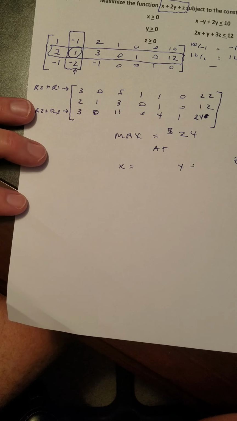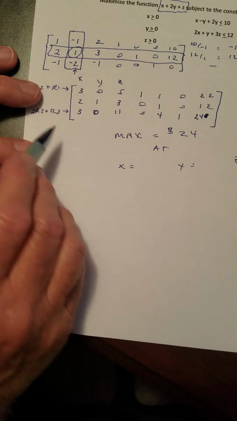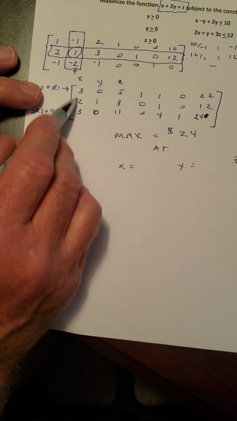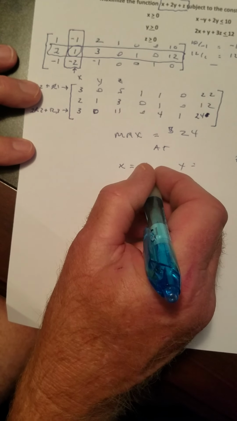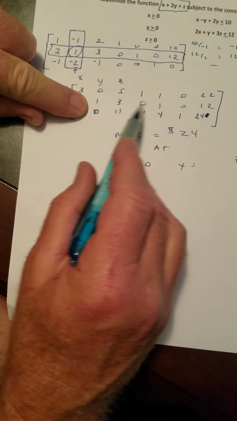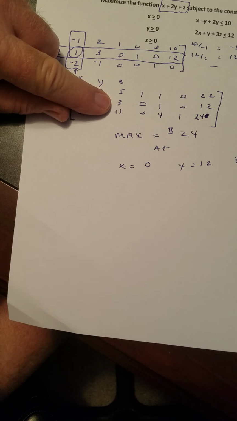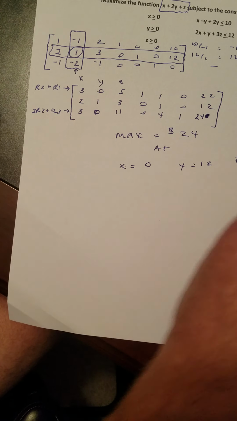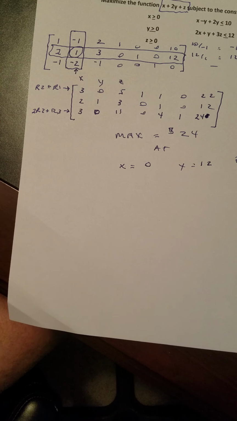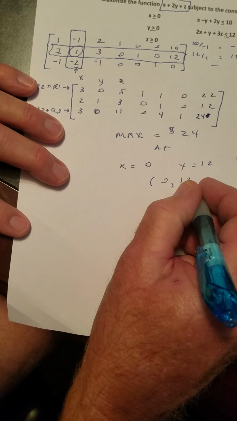Okay, so my answers: you've got the x column, the y column, and the z column. In the x column, that's not a unit column, so that means x is automatically 0. The y column's okay, the 1 is here, so y is going to be 12. And the z column is not a unit column, so that's going to be 0 also. You could write that as an ordered triple: 0, 12, and 0.